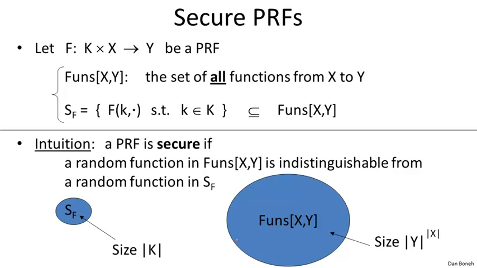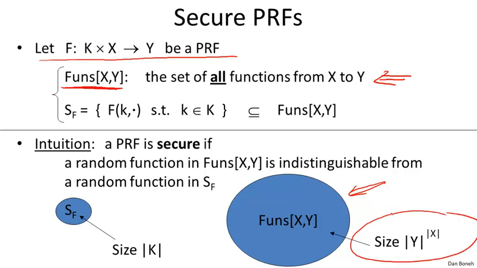Okay, so here we have a PRF, and I'm going to need a little bit of notation, not too much though, so I'm going to need to define the set Funs[X, Y]. This is basically the set of all functions from the set X to the set Y, denoted here as a big circle, Funs[X, Y]. Now this set is gigantic. Its size is basically the size of Y to the size of X. So for example, for AES, remember both X and Y would be 2 to the 128. So for AES, the size of the set is enormous.